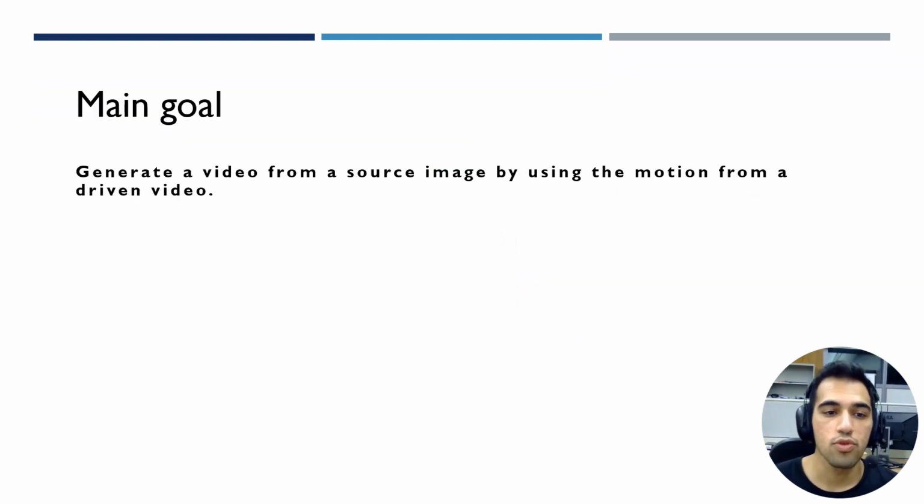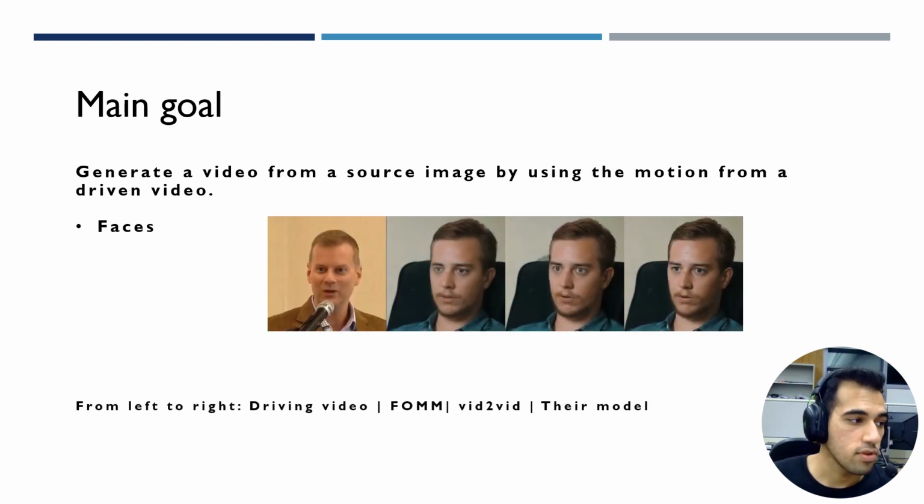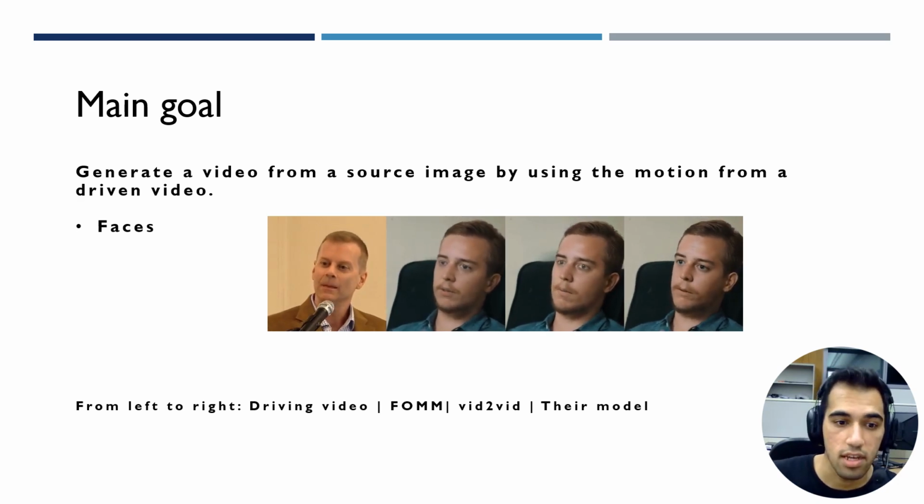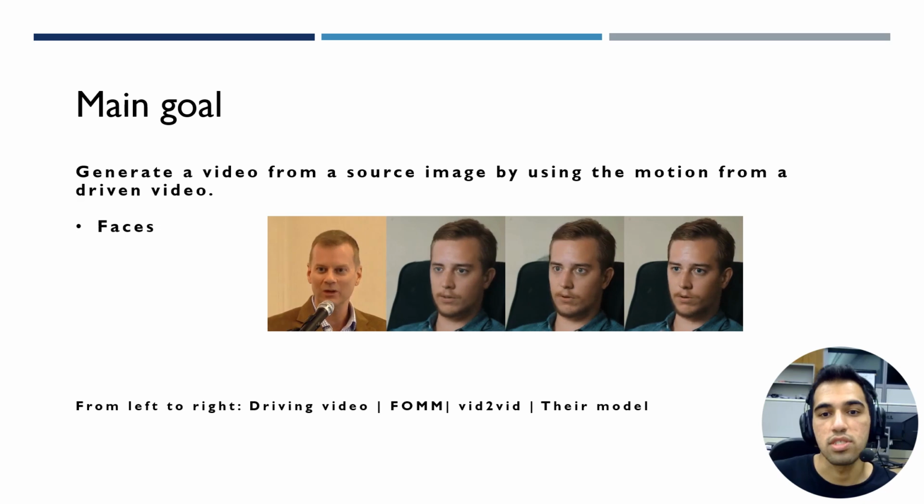Okay, now we need to learn what is the goal of this paper. The main goal and contribution of this paper is to be able to generate a video using a different source image. However, they are using the motion from another video itself. As you can see here, this is an example for faces where the source image is from a different identity and the driven video is from a completely different person. And the model is trying to use the driven video and capture its motion and try to warp it over this new face that it has.